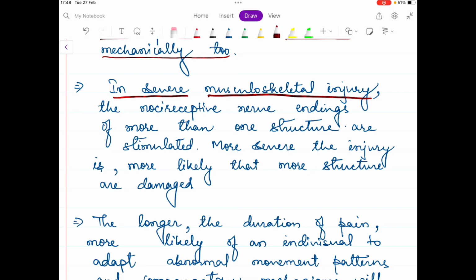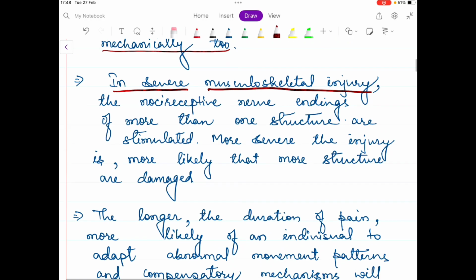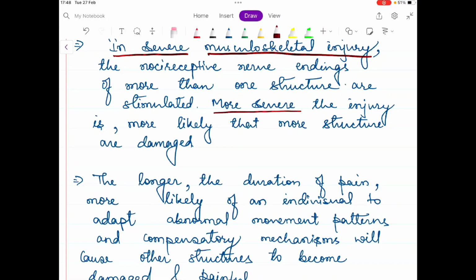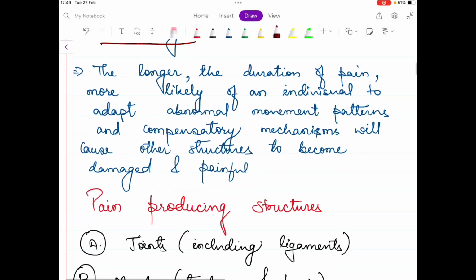So what's happening there is lots of nociceptors, nerve endings, are getting stimulated at one time. Therefore, the more severe the injury is, the more likely that more structures are damaged, which will produce more severe pain.